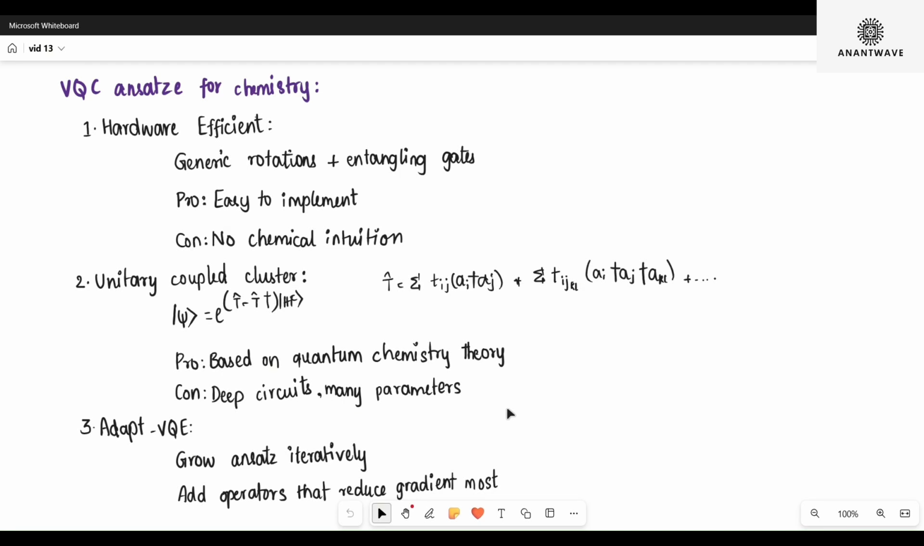And coming to ADAPT VQE, which stands for Adaptive Variational Quantum Eigensolver, instead of fixing the answer from the start, ADAPT VQE grows it iteratively. In each iteration, it checks which operator would most reduce the energy if added and adds only that one. So the circuit builds up only what it needs. This makes it adaptive and efficient, especially for small molecules. The downside is that it is computationally expensive classically since it calculates gradients at every step.